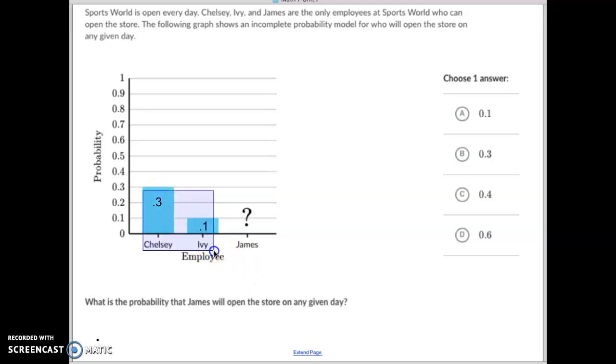If you add Chelsea and Ivy together, that means they've opened the store 0.4 of the time, and James has done all the other times. So we take 1 minus 0.4, and that equals 0.6, which is our answer right down there. That's all there is to it, guys.